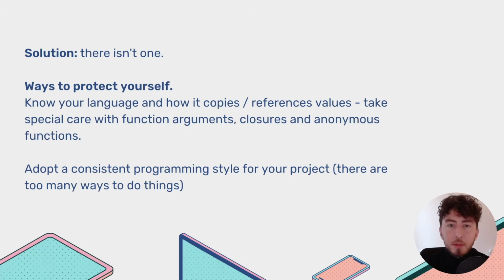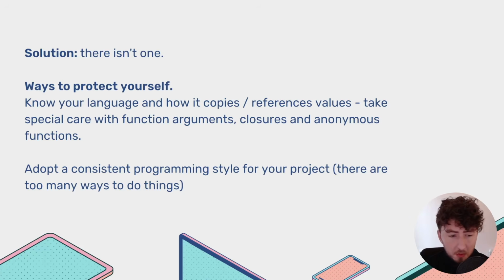It's incredibly valuable to deeply understand how your language of choice moves values around, where it copies them, where it uses a reference, where it copies a reference, that type of thing. Take special care with function arguments, closures, and anonymous functions. They're very easy to shoot yourself in the foot with.